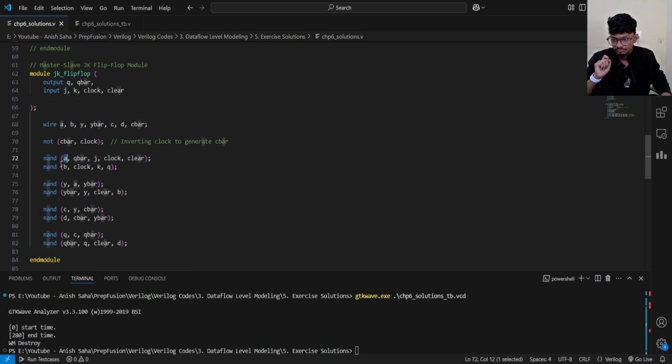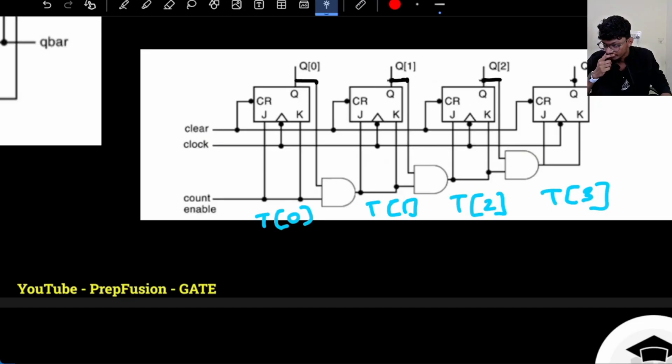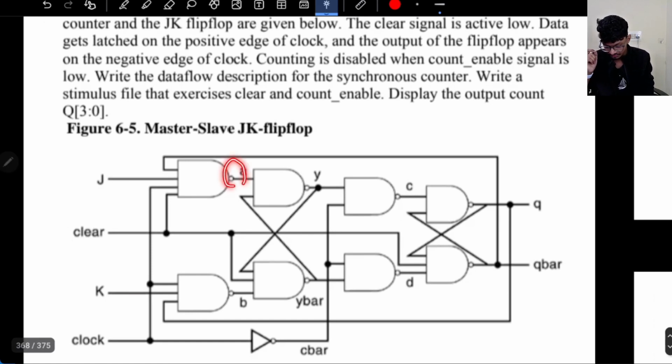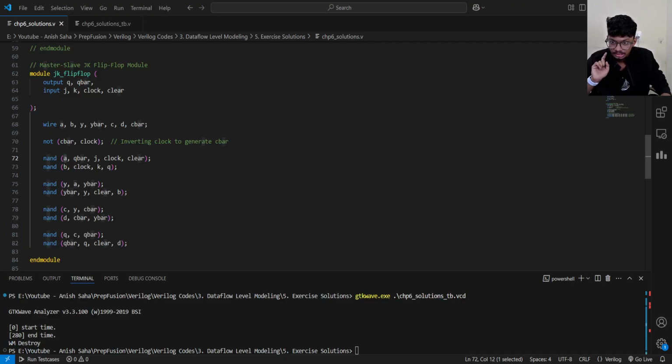The first NAND gate. If I were somehow able to show both, it would be difficult. So here, if I go to the first NAND gate, this is my first NAND gate. Output is A, input is J, clock, clear, and Q bar. Similarly, for the other NAND gates, you can do the same. This NOT gate is the bar of clock.